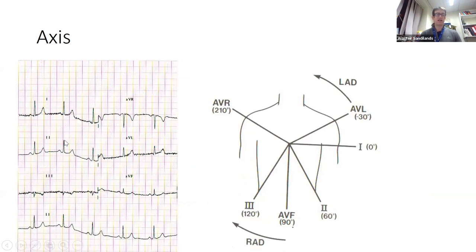You could say either lead two or lead one. Probably AVR is the longest lead, but it's negative. Everything should be negative in AVR. So if lead one or lead two is the most positive lead, then the wave of depolarization is going between lead one and two, and we have a normal axis.